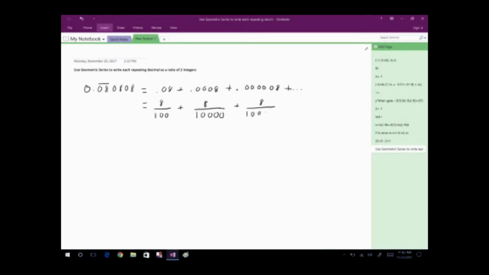This one should have around 1, 2, 3, 4, 5, 6, so nearly a million. Now, notice there's a pattern in this sequence. 100 is also known as 10 to the second power. 10,000 is known as 10 to the fourth power. 1 million is 10 to the sixth power, and so on and so forth.